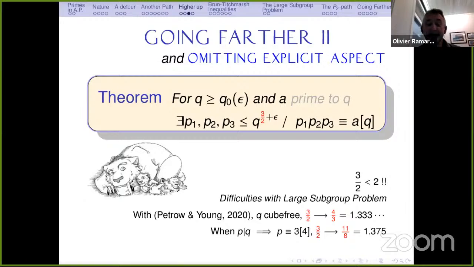And even if you take the product of 3 of them, you get 9/2, which is less than 5. So that gives a much, much better exponent. And the method is still the same. I'll tell you more about it. I have to go a bit faster. If you take the recent work of Petrow and Young, assume that q is cube free, you can reduce this 3/2 to a 4/3, and you can do some other things.